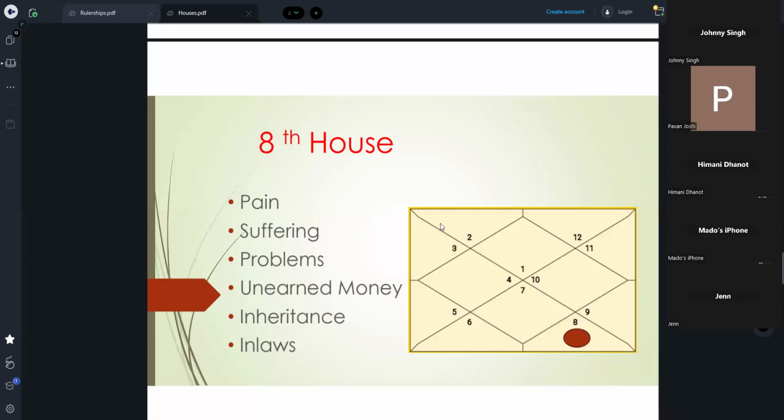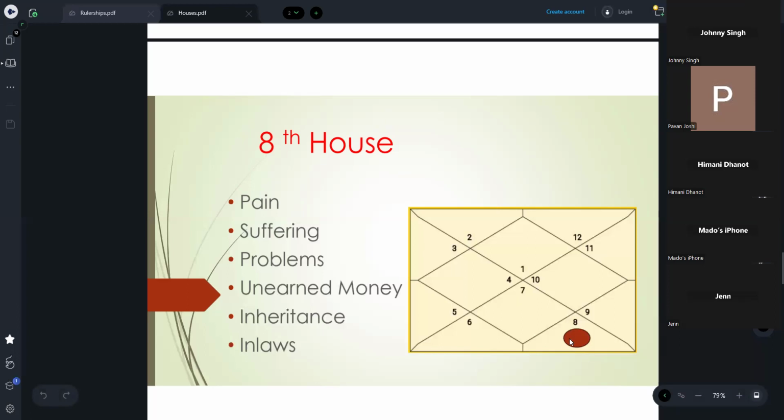Okay. For now, you just need to understand that the second house from any house shows money, and it shows earned money, your earned money. This is you. Your earned money becomes the second house. This is also your spouse, so this could also be your spouse's money. Second from your spouse shows their money. Okay.